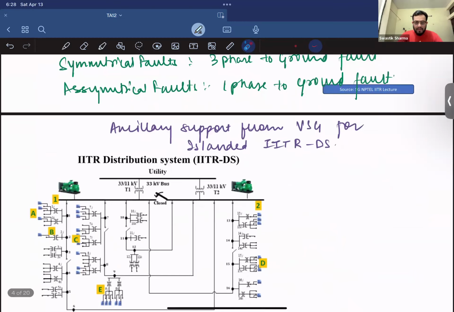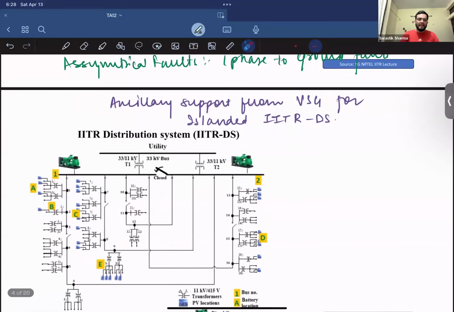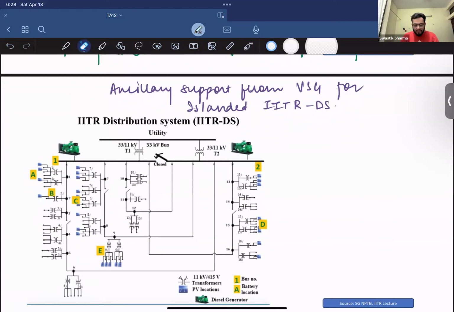Now, the next thing that the instructor focused on was ancillary service support from VSG. Now, what is a VSG?